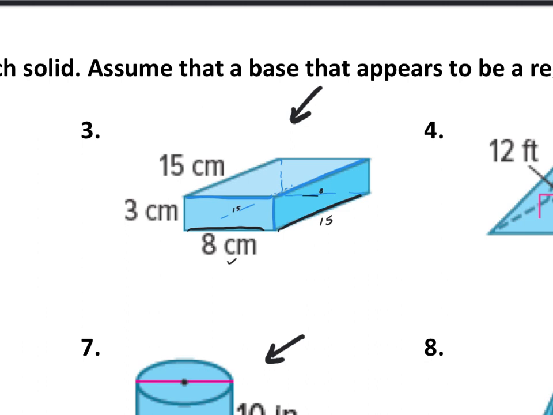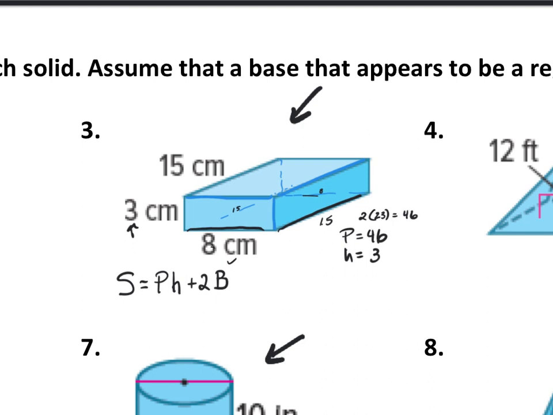So what I can do is I can say 8 plus 15 is 23. 2 times 23 is going to give me the perimeter of 46. Okay, so the perimeter of the base is 46. Then the height. The height is going to be 3. So my height is 3. And let's see, what else did it tell me I needed? The surface area was equal to the perimeter of the base times the height plus 2 times the area of the base.